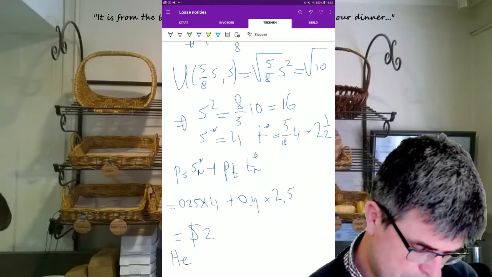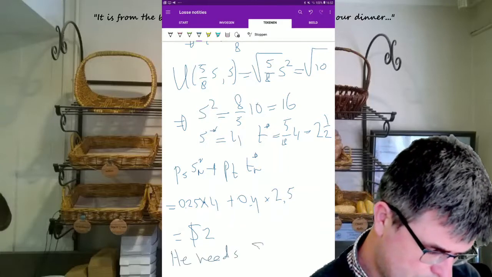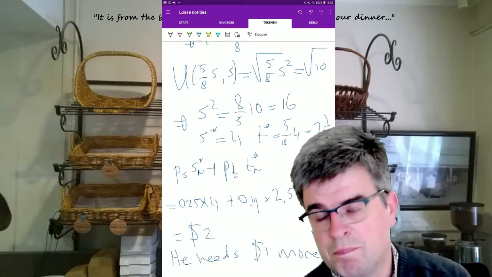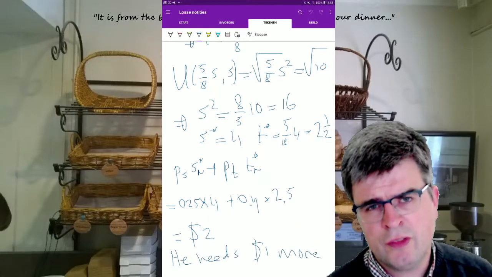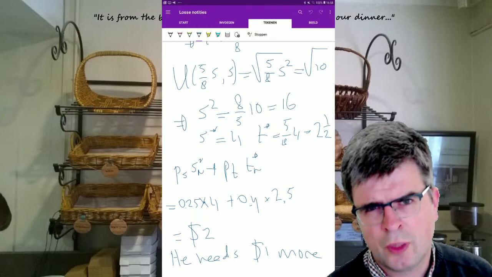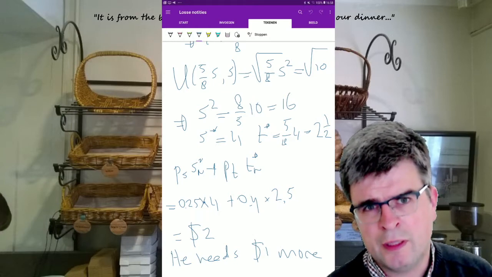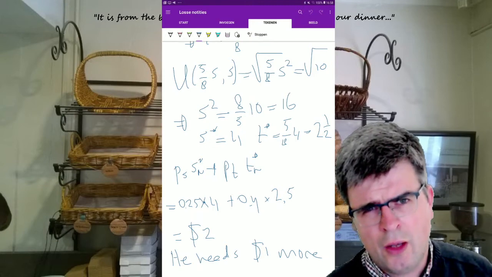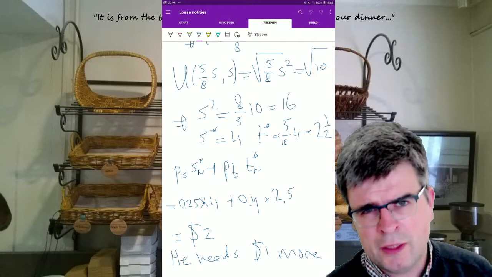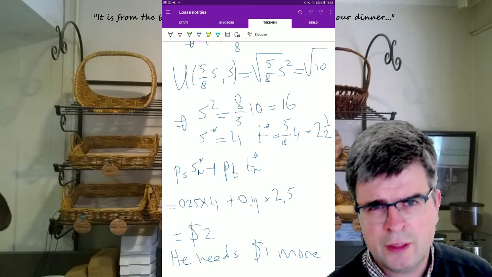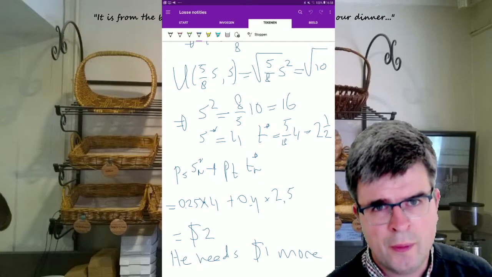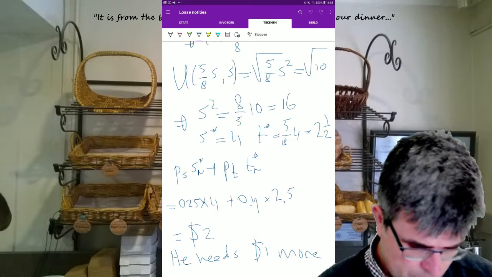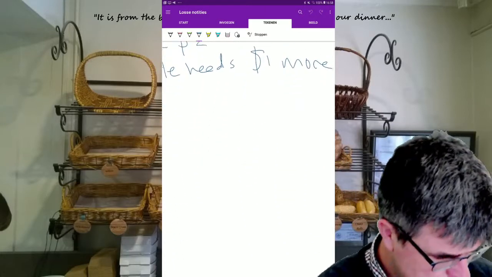So he needs $1 more than in the original situation. Given that this question asks for the extra income needed in order to reach a given utility level, another way to solve this is by using the expenditure function. And I think it's instructive to show you that solution method as well. So let's do that.